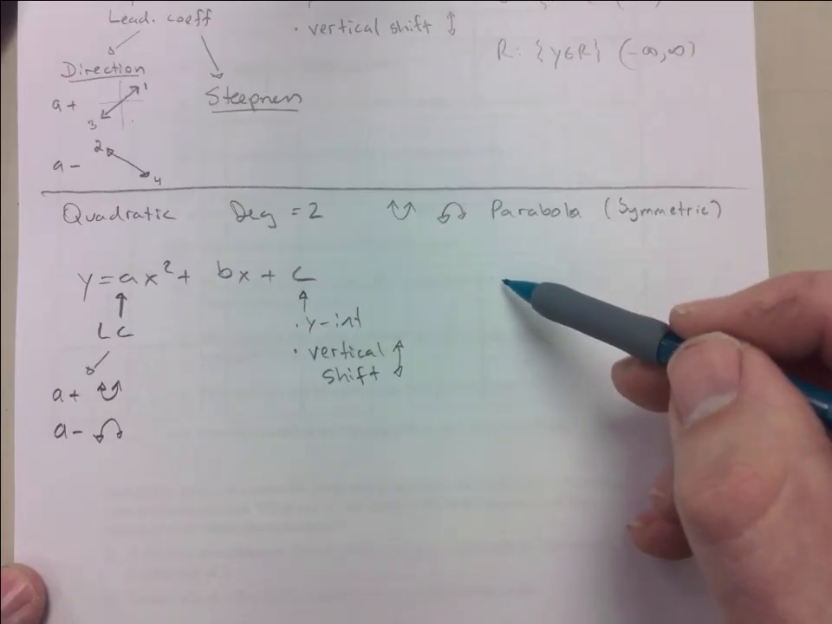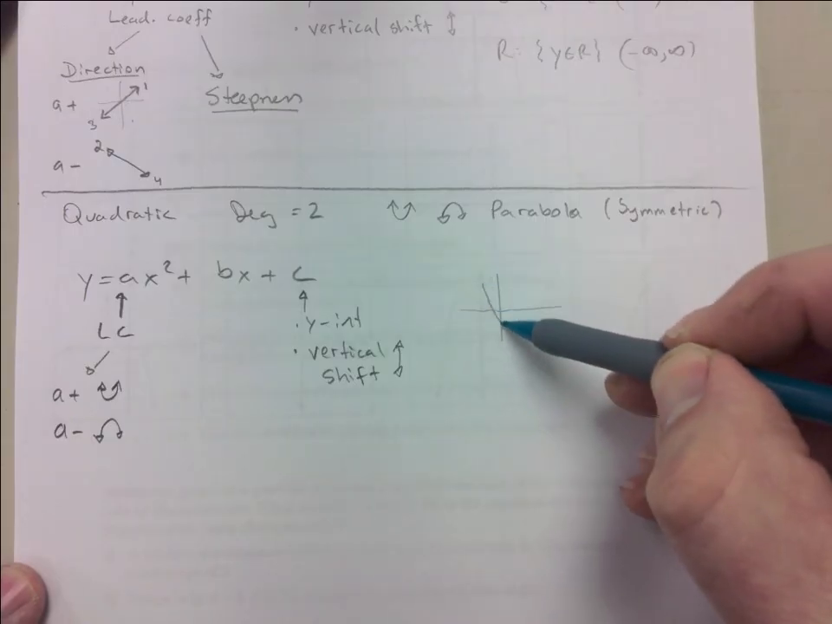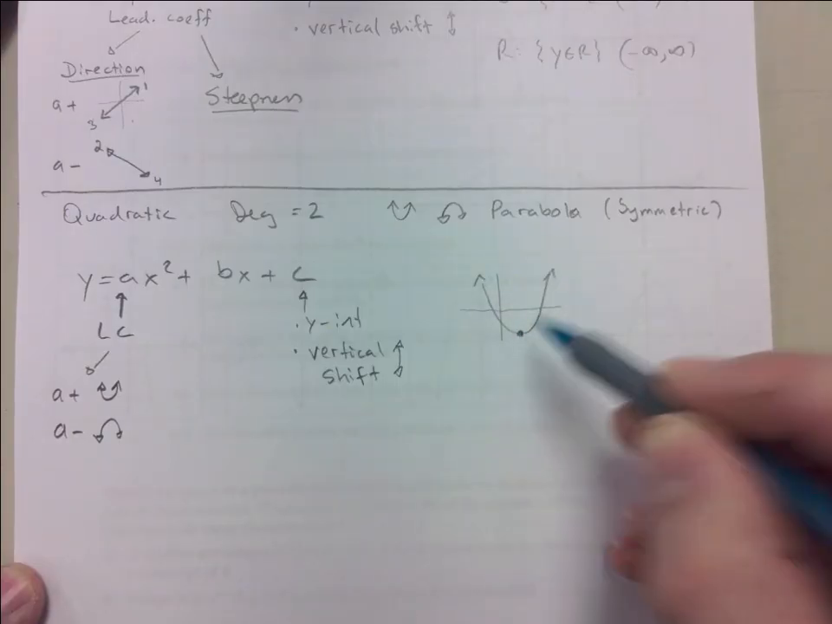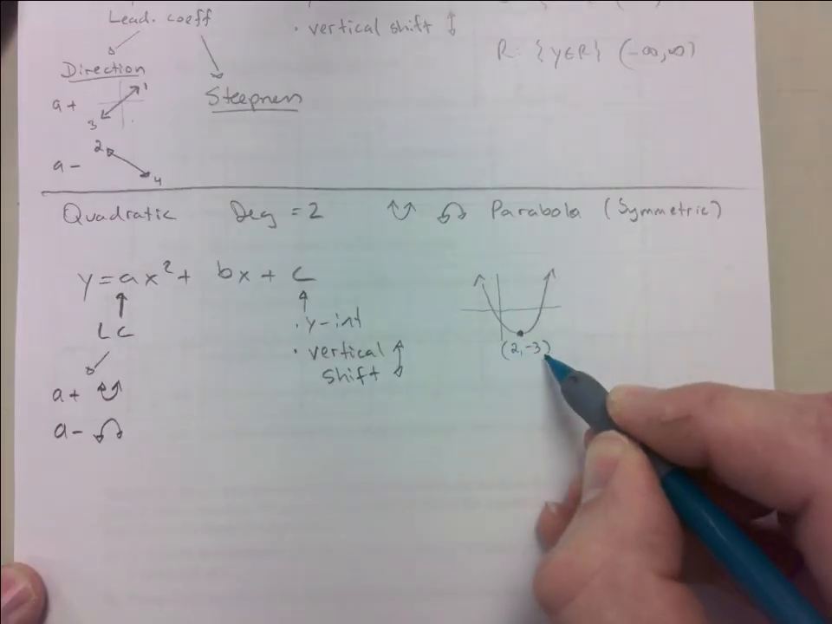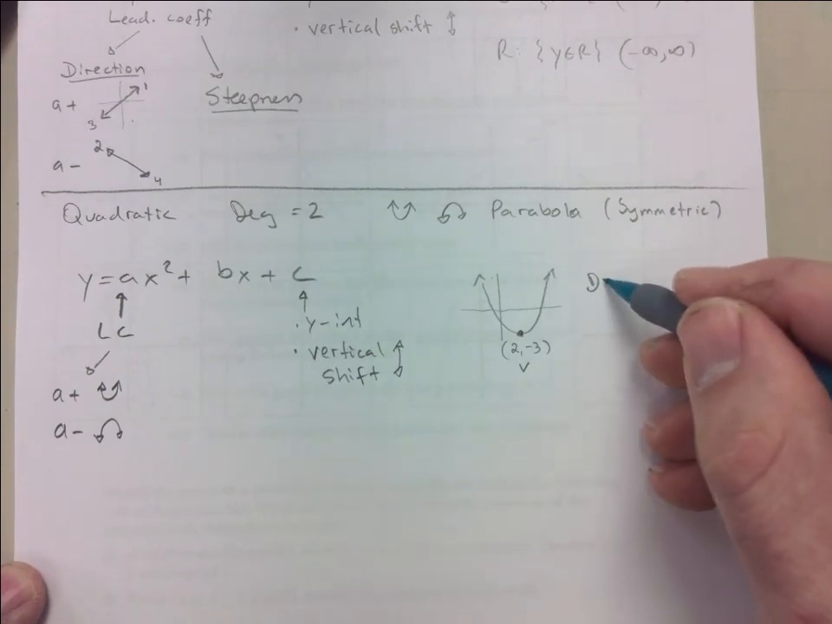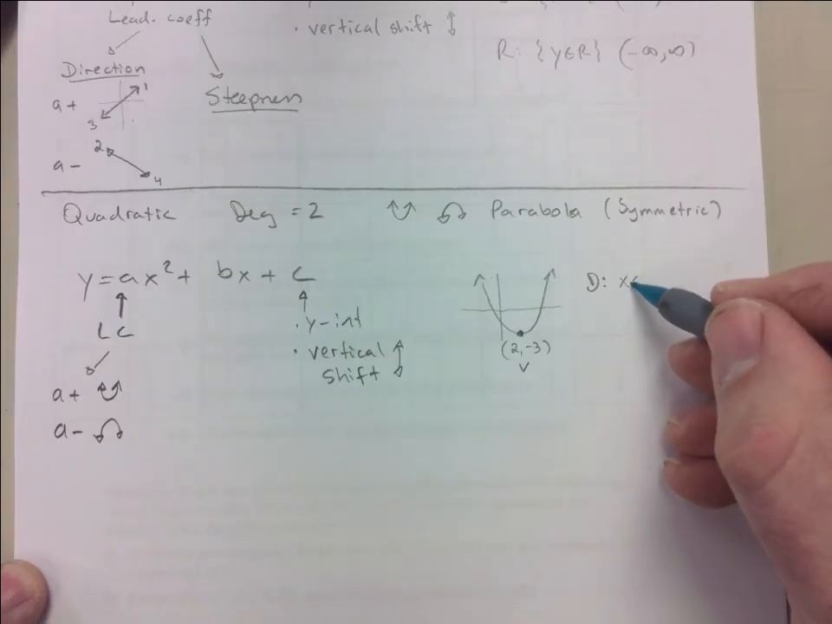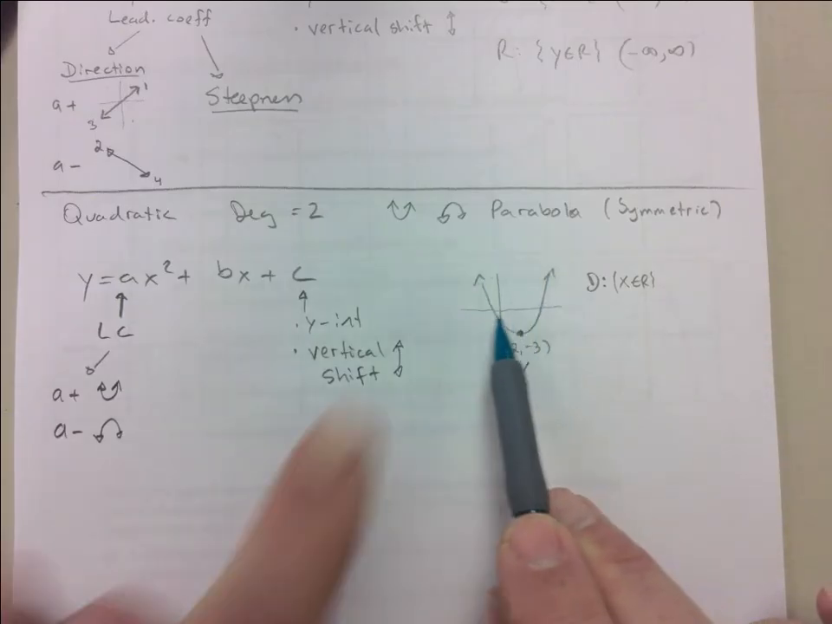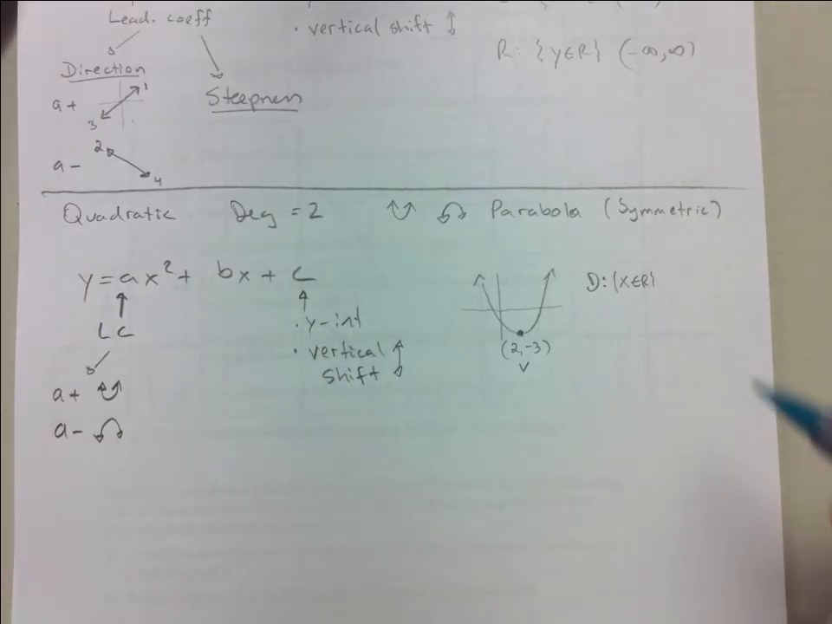I will do this here. If the parabola goes up like this, let's give the vertex a point here. So this would be 2, -3, let's say. That's the vertex. My domain here would be x belongs to all real numbers, because it never ends. In terms of your x values, it never ends.